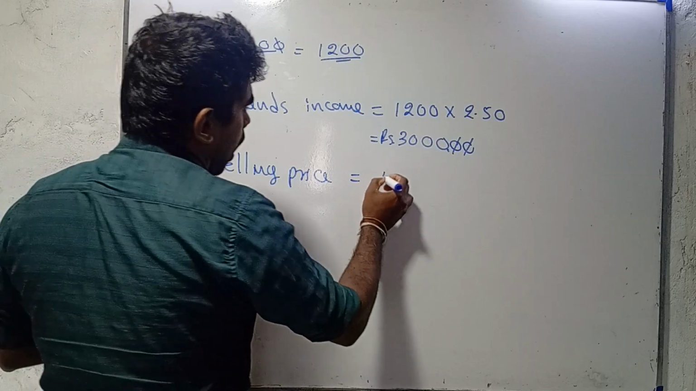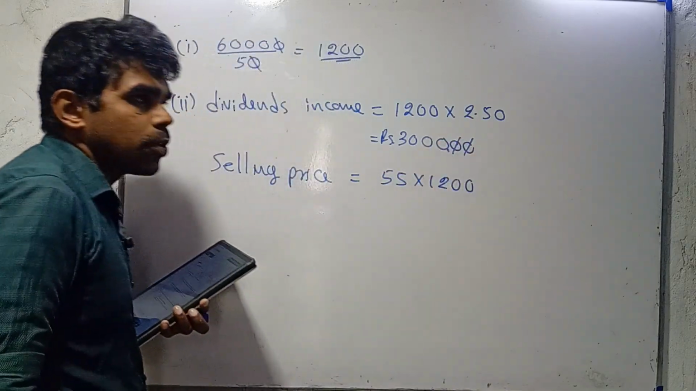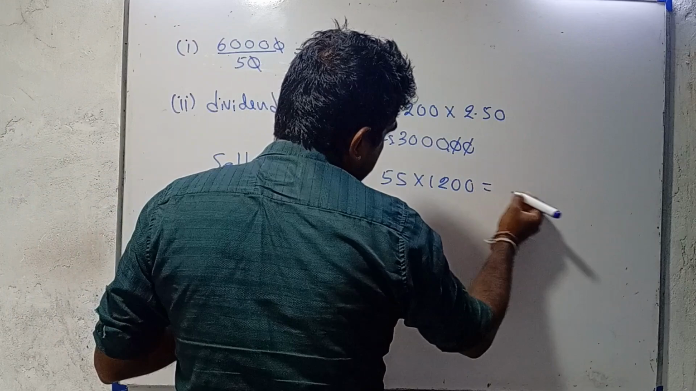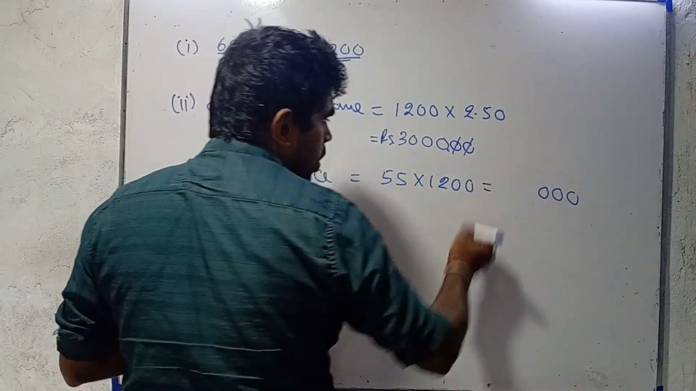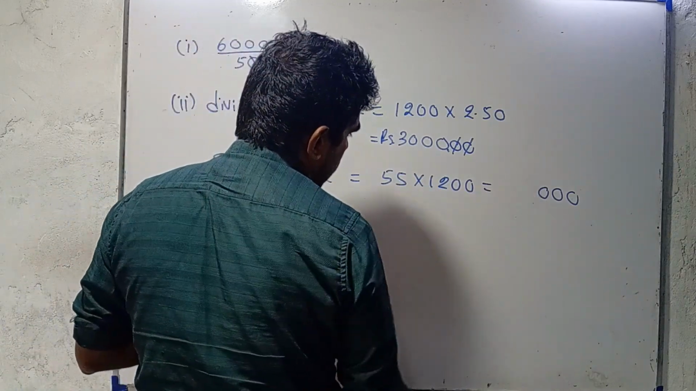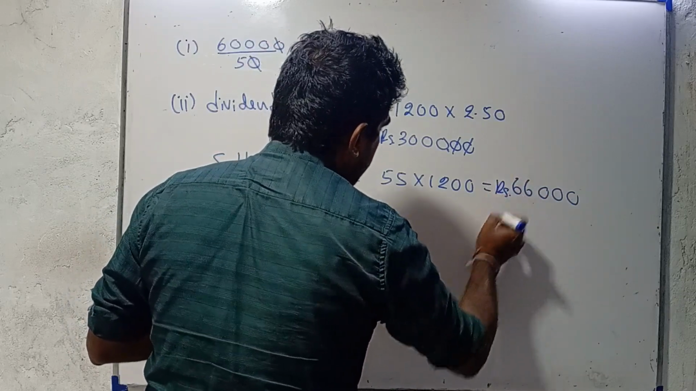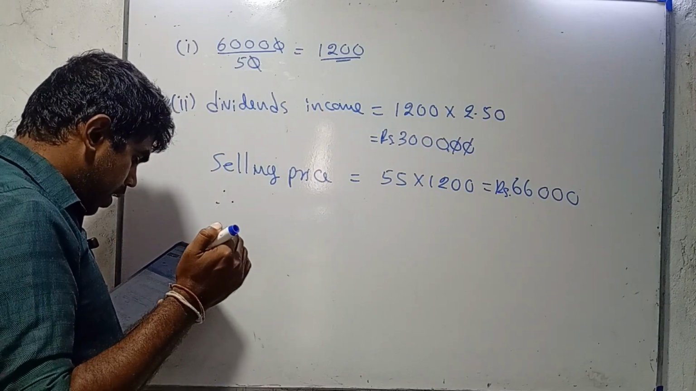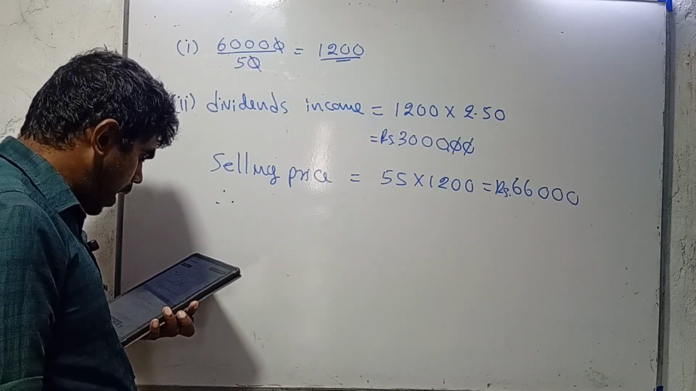Selling price of a share, 55 rupees. We have to multiply by the number of shares to obtain the total selling price. Then we can simplify, put 2 zeros at the end of the answer. 12 into 5, 60, 0, 6 remaining. 12 into 5, 60 plus 6, 66. 66,000 rupees.